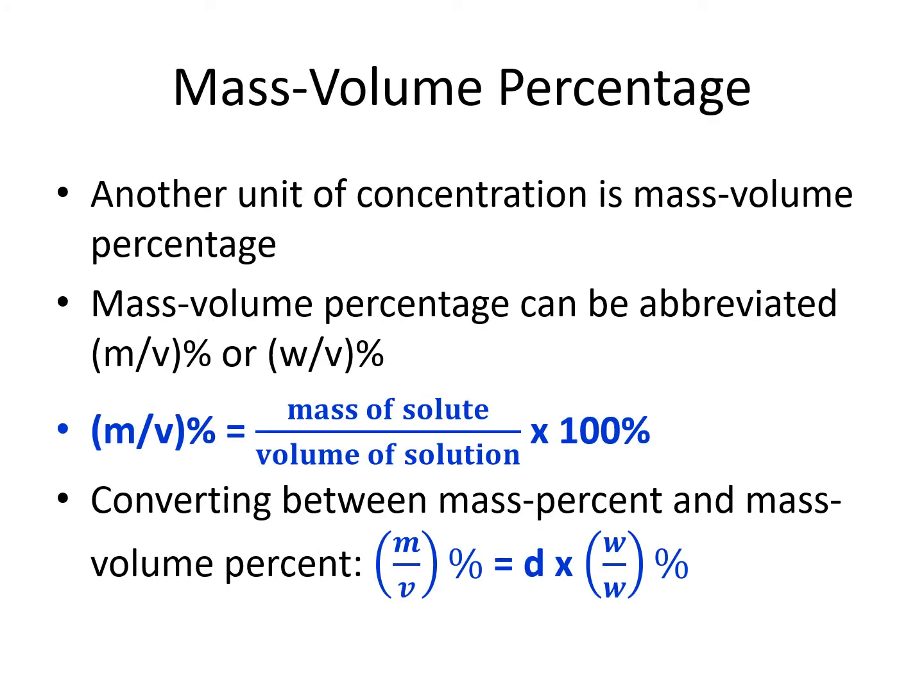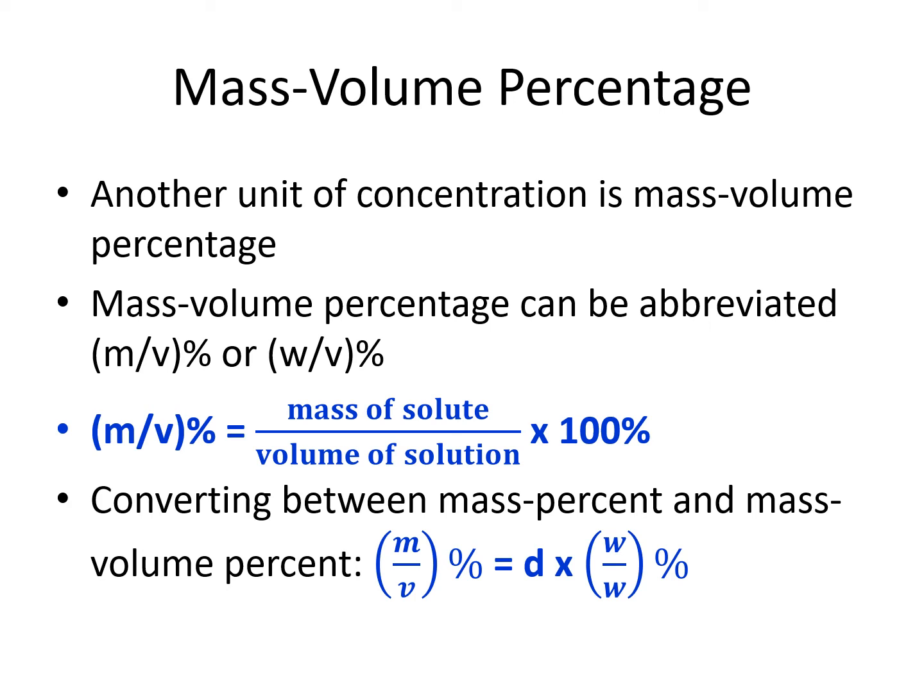Another unit of concentration could be mass volume percentage. This would have mass in the numerator and volume in the denominator. We can abbreviate this as M over V for mass over volume, or W over V for weight over volume. Mass volume percentage is mass of the solute, again our component, our small part, divided by volume of the solution, that's our whole thing, times 100%.